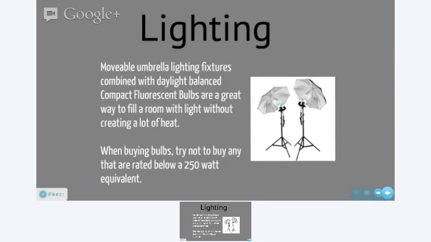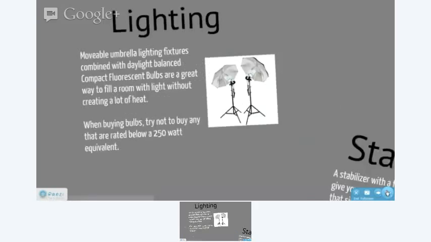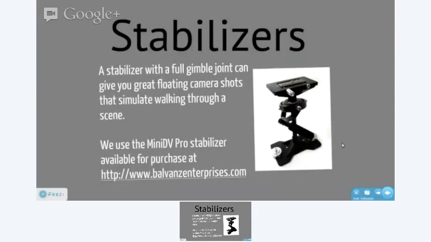Sure. Okay. Now, more professional stabilizers, and here you see the description up there, stabilizer with a full gimbal joint. We're talking about a little bit more money, but this one's kind of unique because it's not really a lot of money, but it's offering a lot more than one of the little handhelds. Yeah, I love people who innovate. This is from Ball Vans Enterprises. This is about $100, and it's a full gimbal joint. It gives you that really smooth floating camera shot.